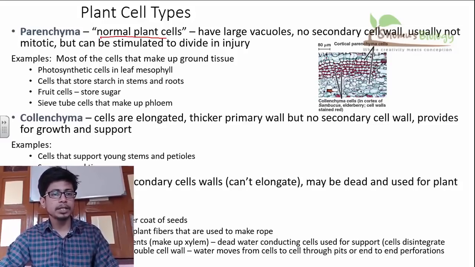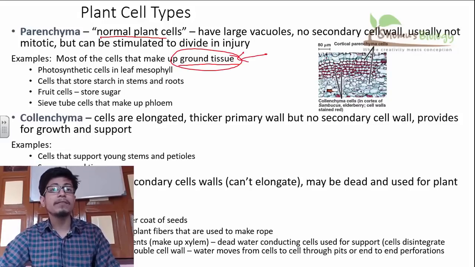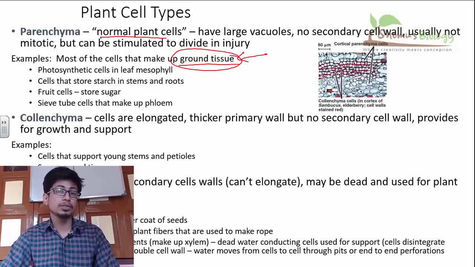And what are the examples? Here you can see most of the cells that make up the ground tissue of the plant are parenchymal cells. Now, what is the ground tissue? We haven't talked about it yet. We'll be talking about it some four or five slides later, so you'll know what it is. But for now, ground tissues are mostly made up of parenchymal cells.